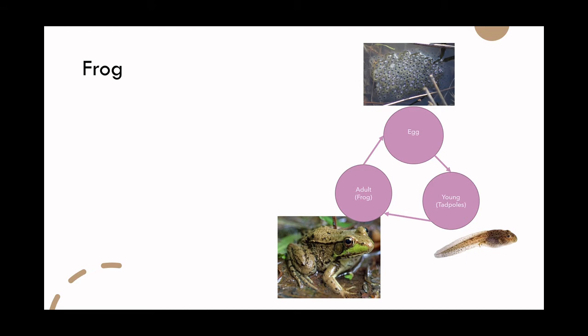For the frog, the first thing you notice about them is the way they lay their eggs. They lay eggs in water, as you can see in the diagram, usually in a pond. And they lay a lot of eggs. If you look at the picture, this huge lump of eggs, all of them are frog eggs. So when they lay eggs, they lay a lot of them.